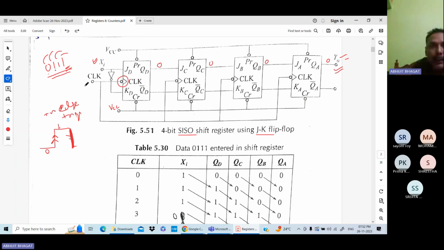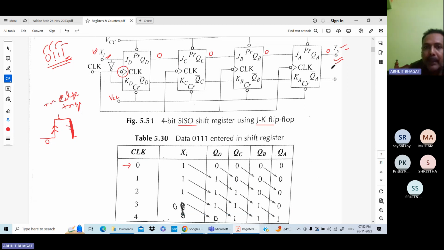And this first bit, 1, is put in the input pin Xi. So when initially 1 is the input to Xi, all of QD, QC, QB and QA, meaning all these internal outputs, are set to 0 initially. You can see this from the diagram and the table.